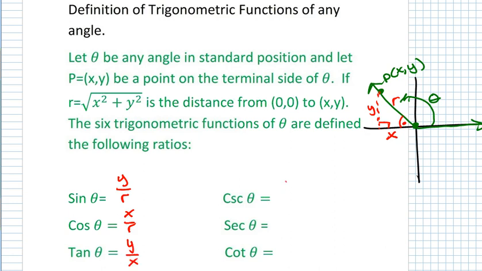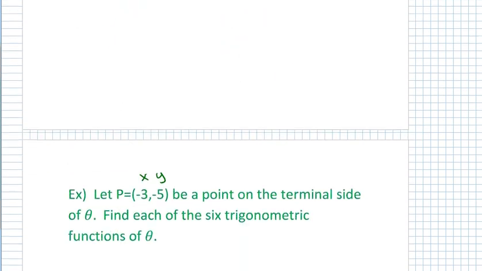Then the cosecant is the reciprocal, so it's r over y. The secant is r over x, and the cotangent is x over y. Those are the 6 trigonometric functions of any angle. So basically, to find them, I need to draw a right triangle using the reference angle. So let's do an example.